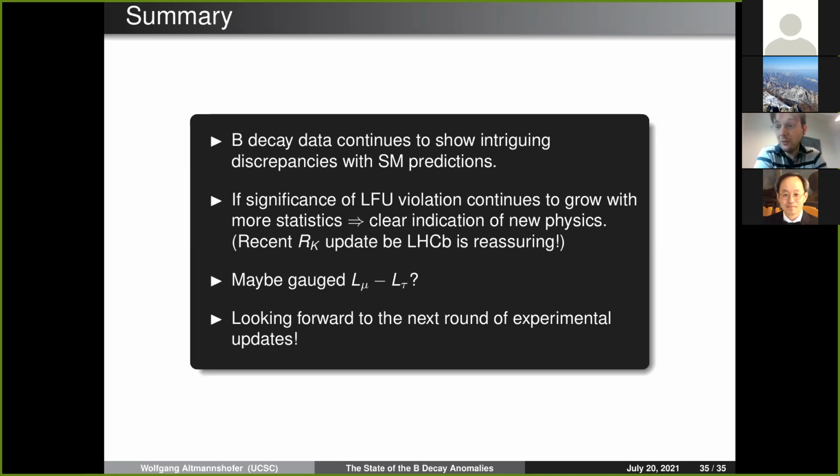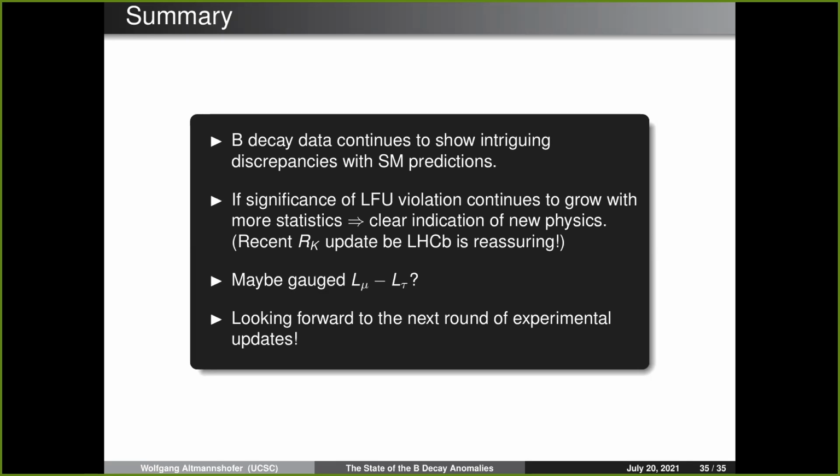So there one would need to extend the model in some way in order to explain also RD and RD star. I mean, there are constructions where one has, for example, additional leptoquarks which are charged under L-mu-tau, and then one can try to arrange things such that they might also contribute to RD and RD star. But at least in the minimal setup, it would be predicted to be standard model like. Thank you.